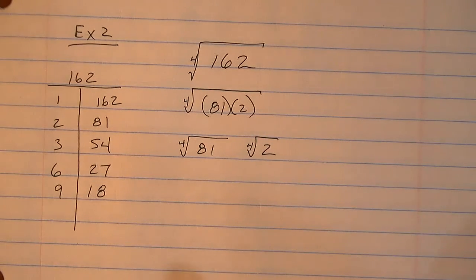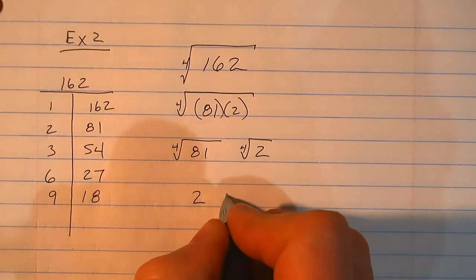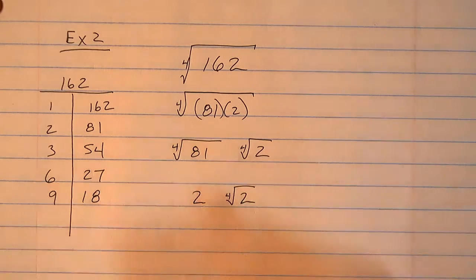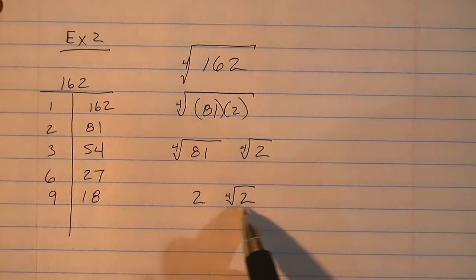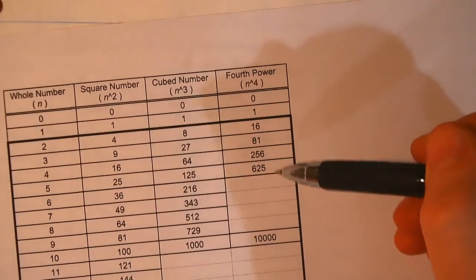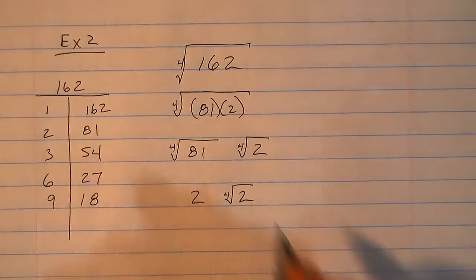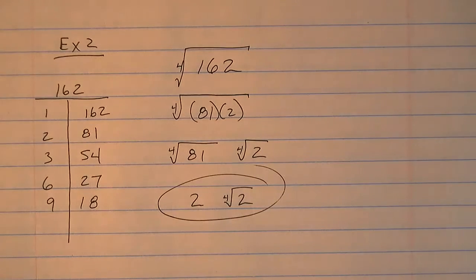Now, the fourth root of 81, according to my table, is equal to 3. But again, if I'm ever not sure, I can always type that into my calculator. And this part, because 2 is not in my table, right? 2 is not a perfect fourth power. So this is not going to simplify, so I'm done. This is my answer, 3 times the fourth root of 2.